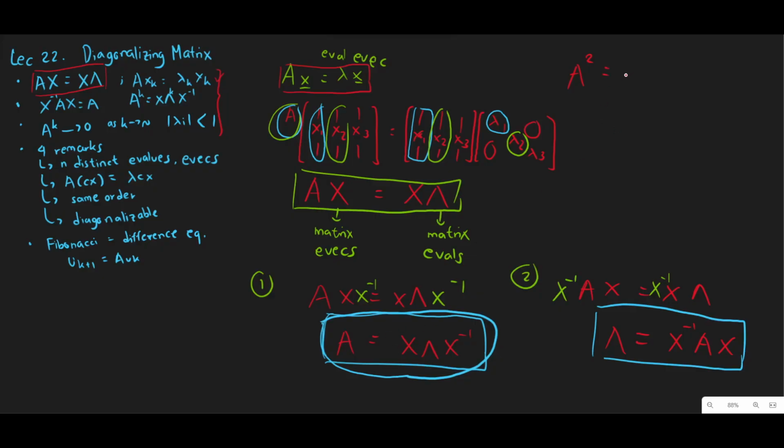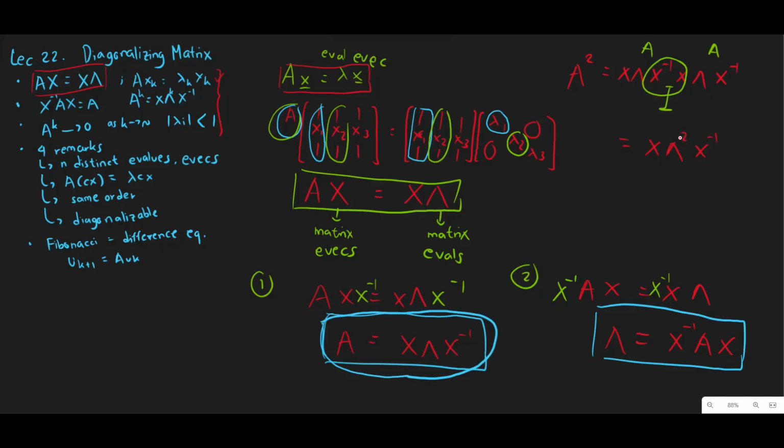What will that be in these terms? We have X lambda X inverse, that's the first A, but we have another A, right? So we have X big lambda X inverse, and the middle gets mushed together into the identity, so that doesn't matter. In the end I have the square, and it's actually pretty simple.